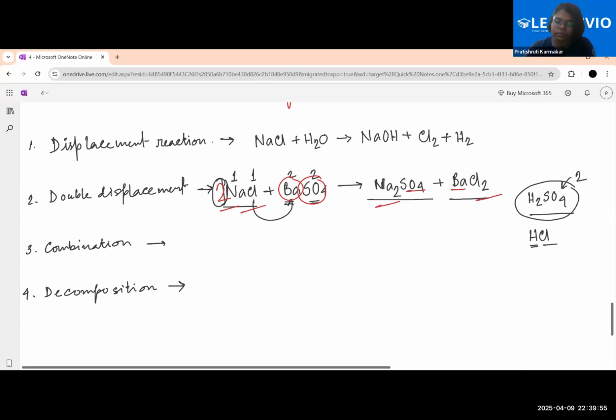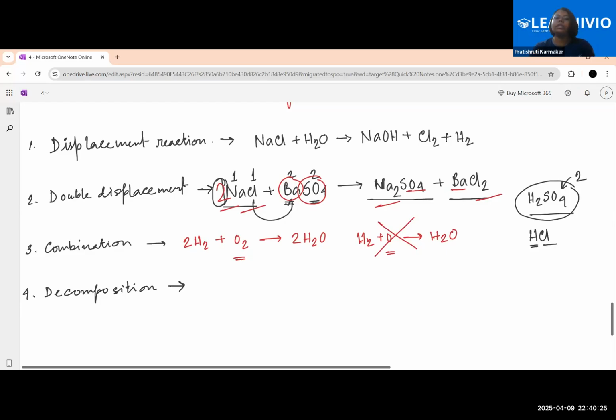Correct. Now give me an example for combination reaction. H2 plus O will give H2O, water. Simple reaction. 2H2 plus O2 gives 2H2O. We can't write it as H2 plus O gives us H2O because in nature we can't get oxygen in this form. In nature we get oxygen as O2.